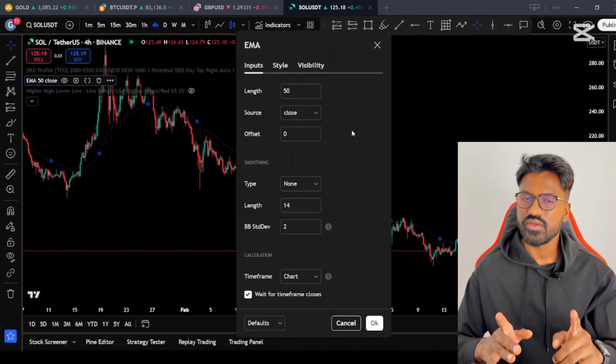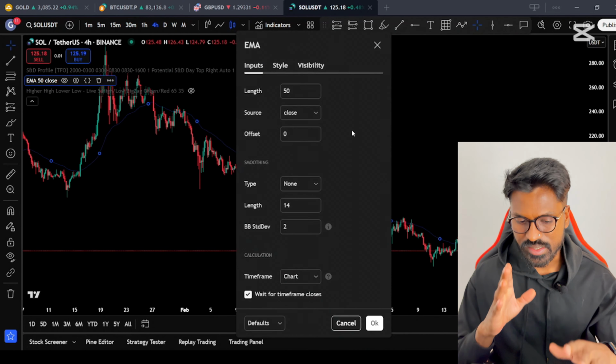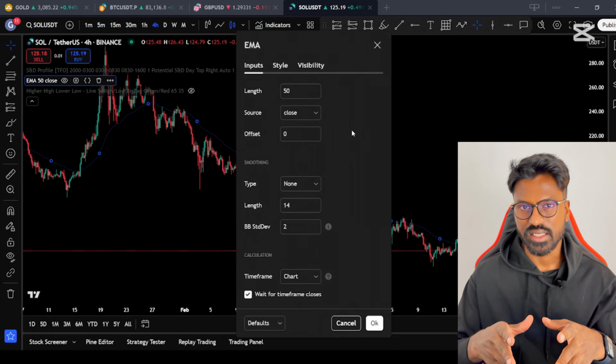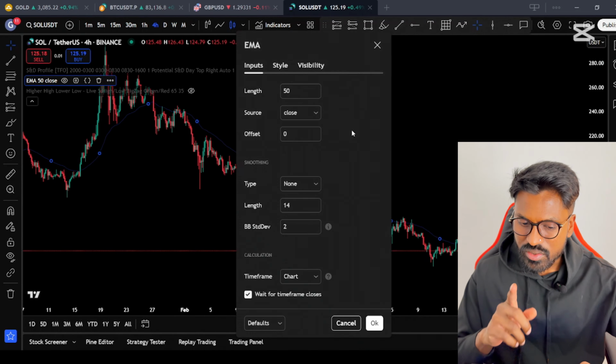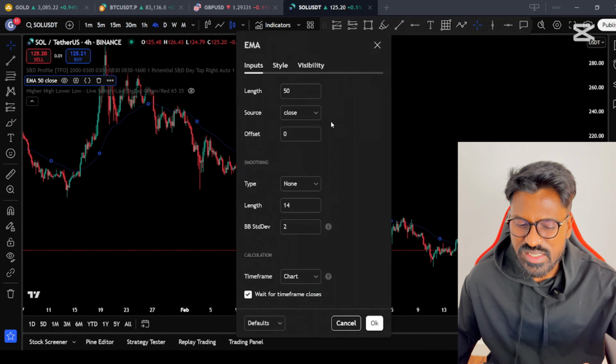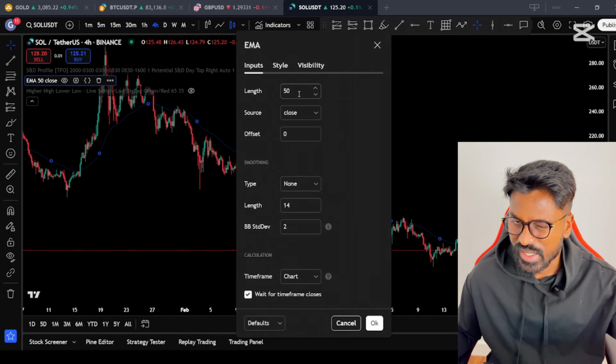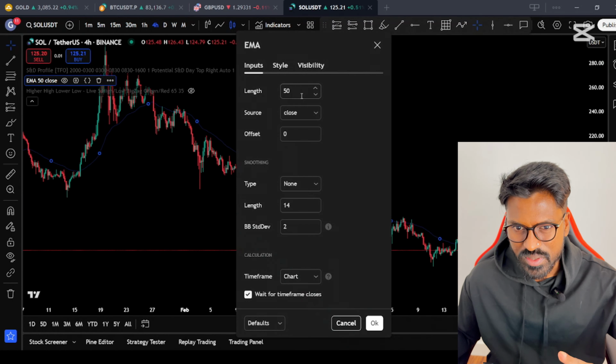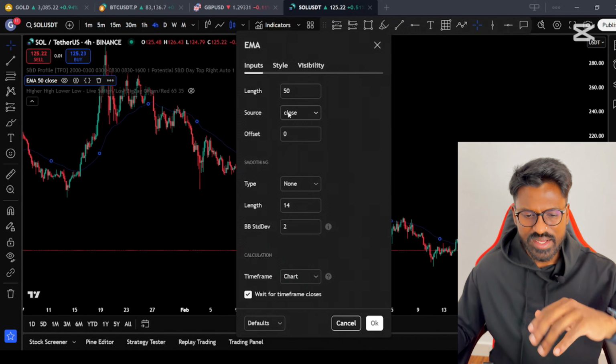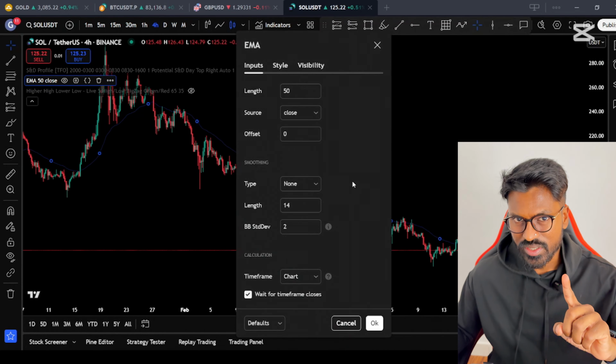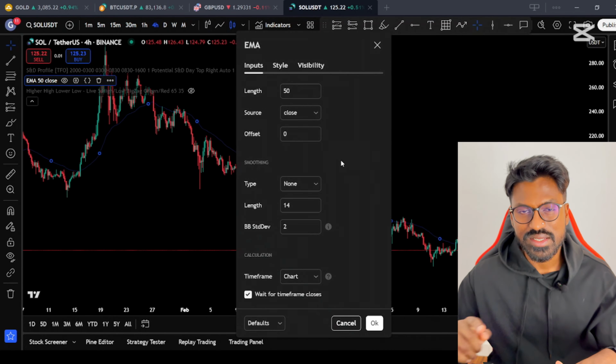So what you can do right now, you guys can just pause the video at this section here and then just follow these settings. Most of it is set on default. It's just certain things that I've changed, especially the length. By default, I believe it will be around 9 length, so I put it around 50. So pause the video. Once you're done with the settings, let's get into it.